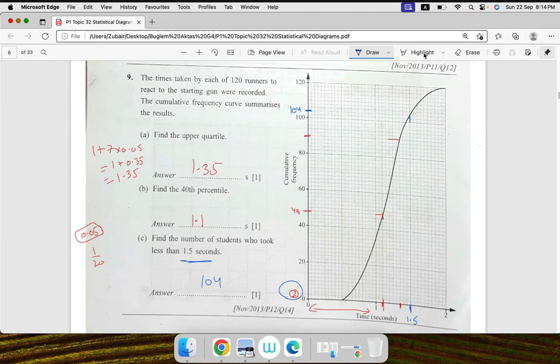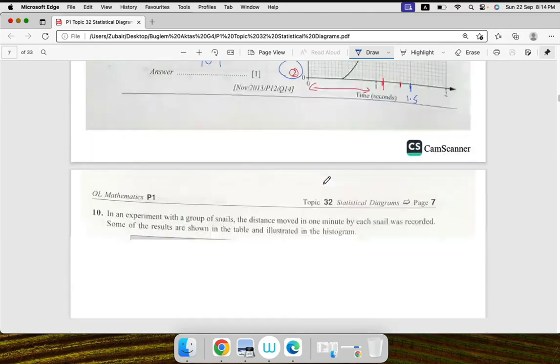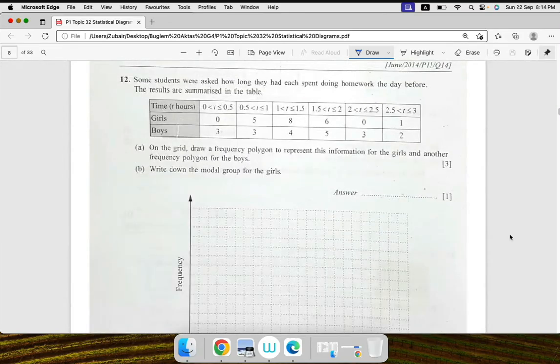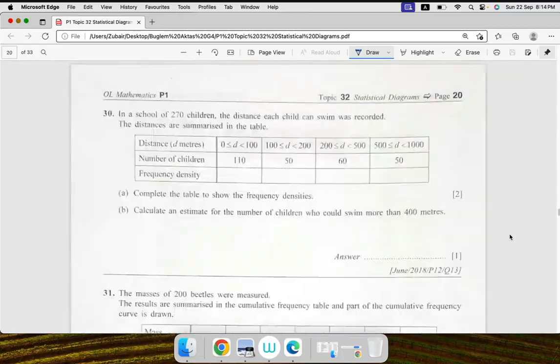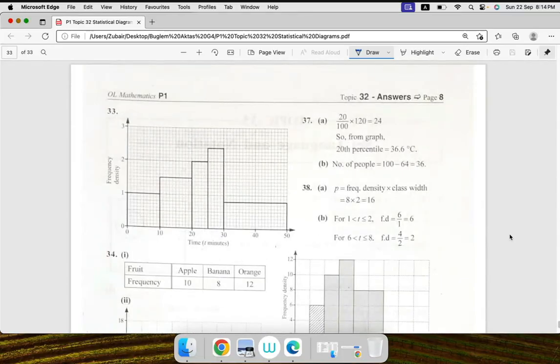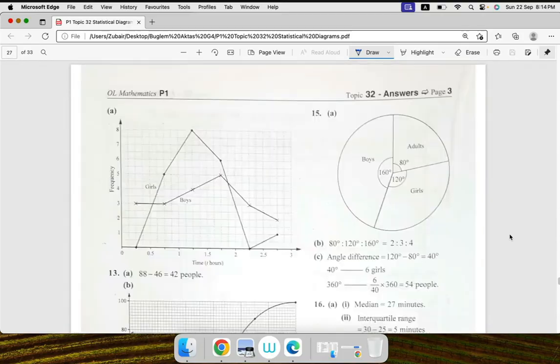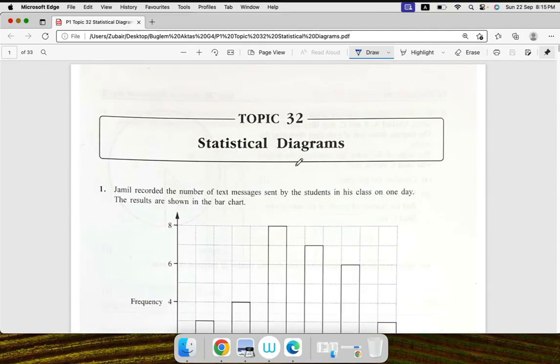Okay, I'll share this sheet with you along with the solutions. I think I've shared this type of sheet before also for different topics. And you can practice a few questions in your free time.